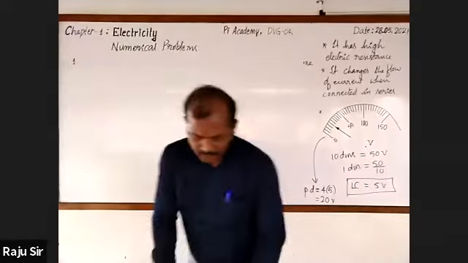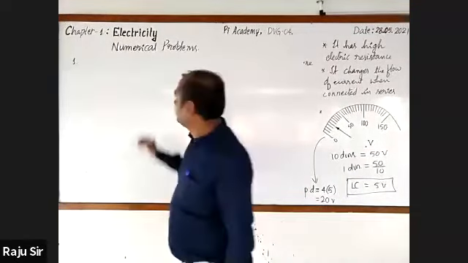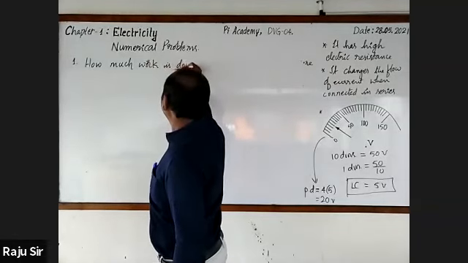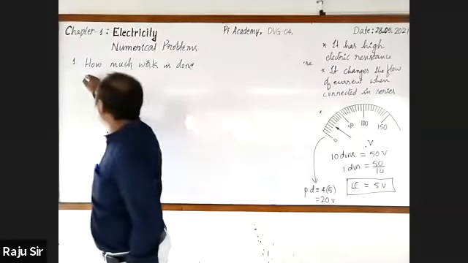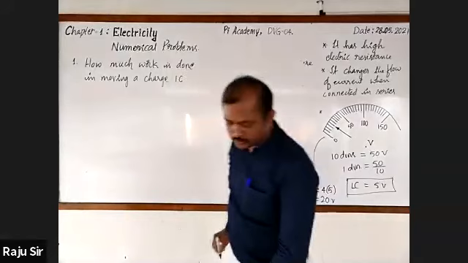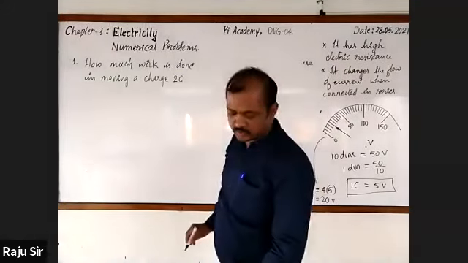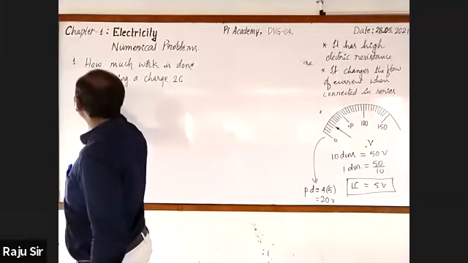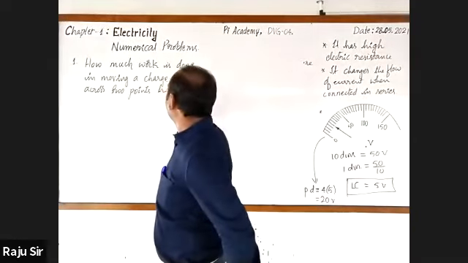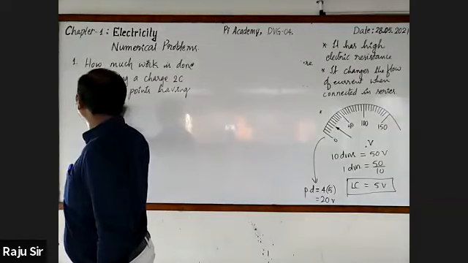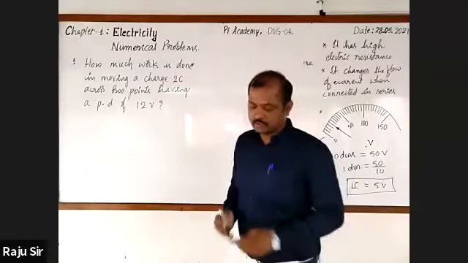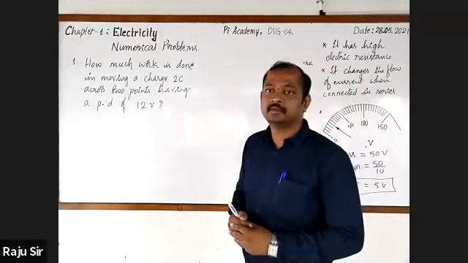It has been given that it is from the textbook only. How much work is done in moving a charge of 2 coulombs across 2 points having a potential difference of 12 volts. Is it not simple? 24 joules, sir.